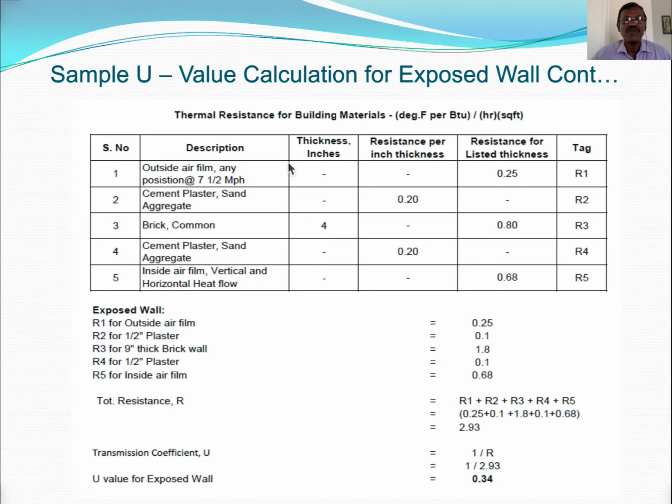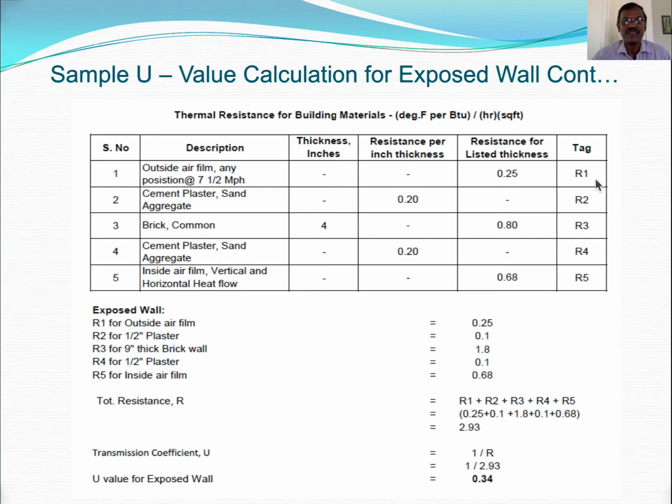Yeah, from the Carrier handbook and all, you can find out the outside air film resistance at any position. At 7.5 miles per hour air velocity, the air film resistance is 0.25. So this I am naming as resistance 1.